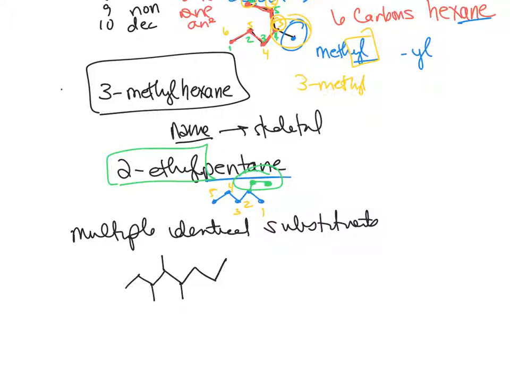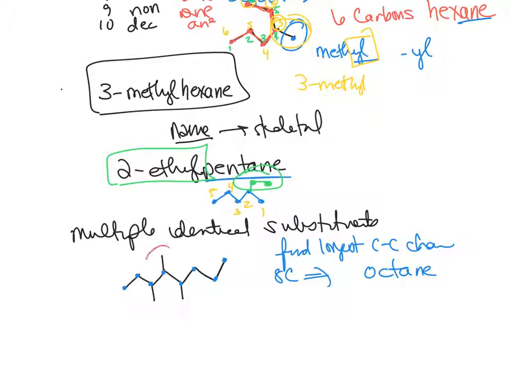So how would you name that compound? Well, you find your longest chain. Carbon-carbon chain. So 1, 2, 3, 4, 5, 6, 7, 8. 8 carbons. That is octane for your longest chain. Now your substituents, this one, and this one.